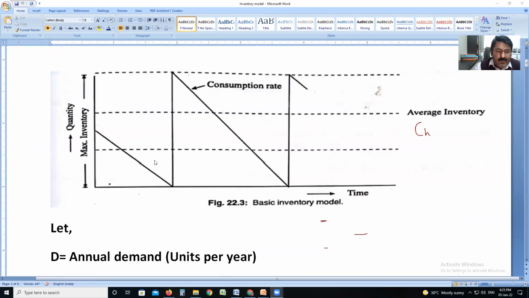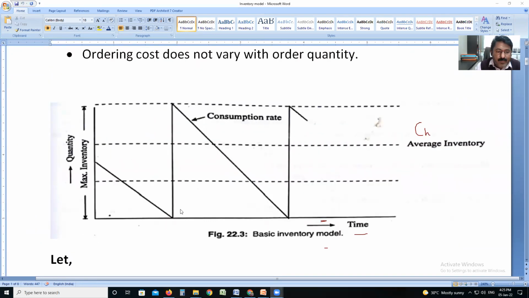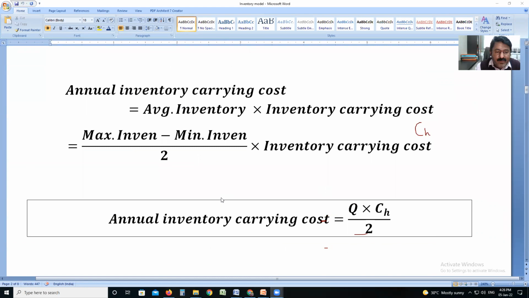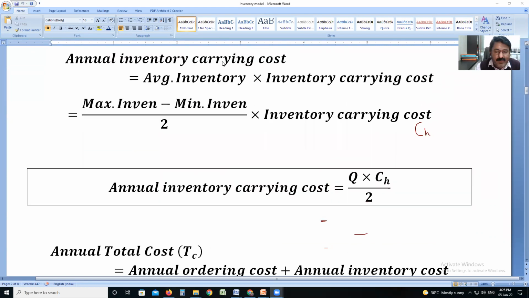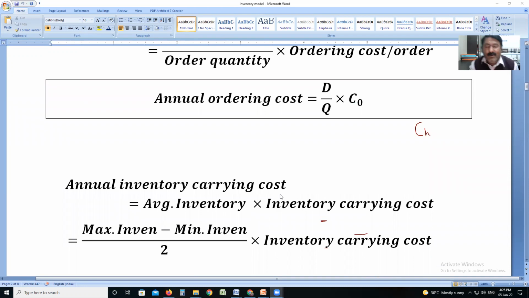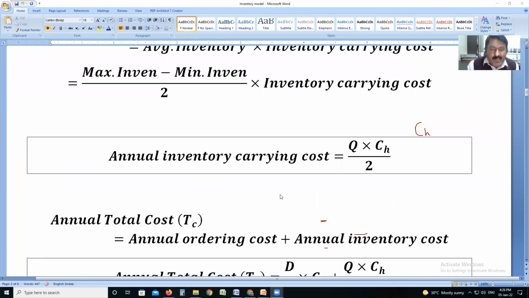So you can see here in this case, this is the maximum inventory Q, minimum inventory 0. So Q minus 0 divided by 2, it will ultimately become Q by 2. Q minus 0 by 2, it is nothing but Q by 2 into CH. This is your annual inventory cost. We have calculated, friends, annual ordering cost. We have calculated annual inventory cost.